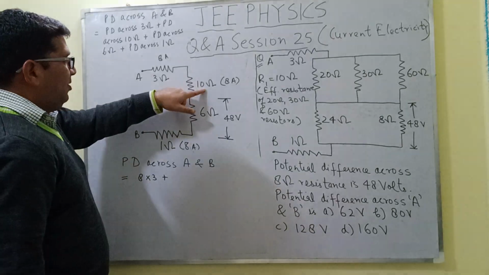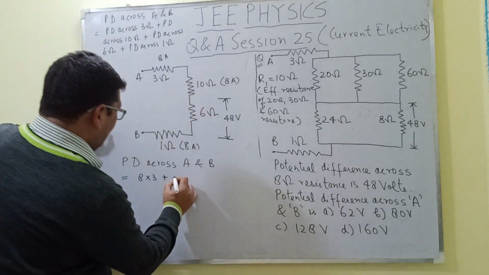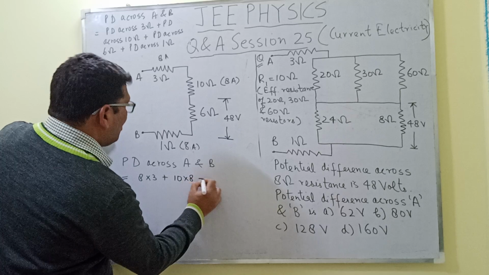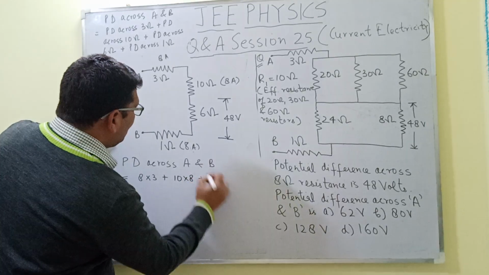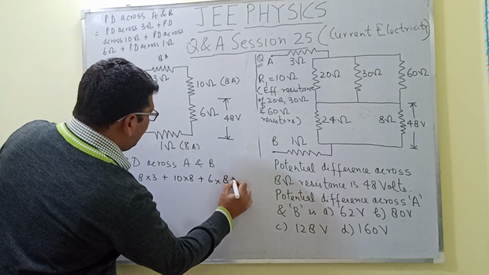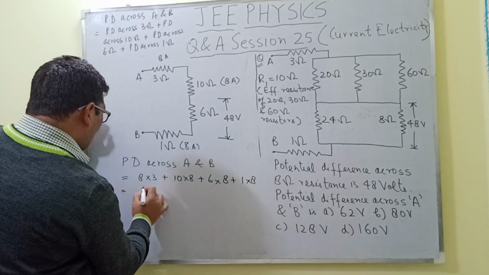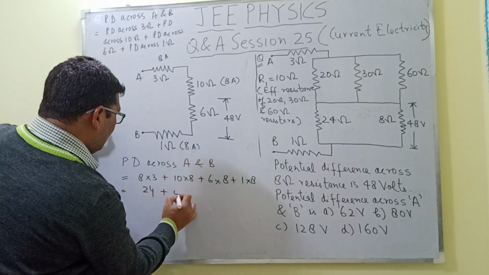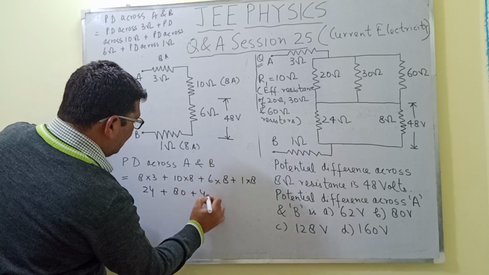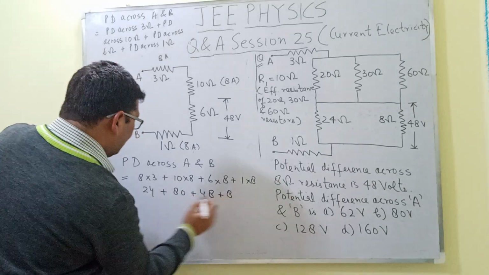plus 10 into 8 plus 6 into 8 plus 1 into 8. So this is equal to 24 plus 80 plus 48 plus 8.